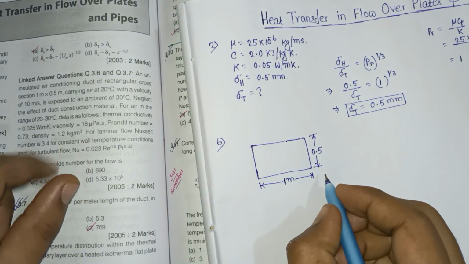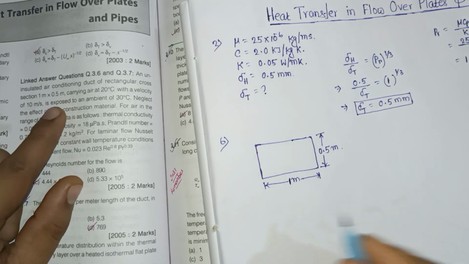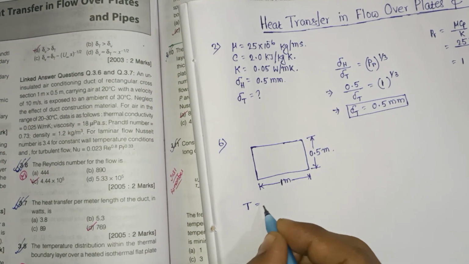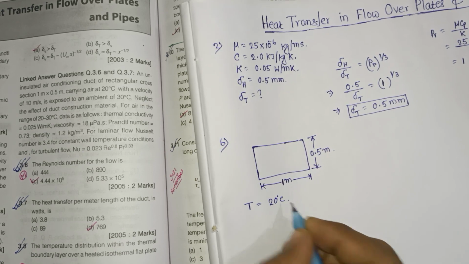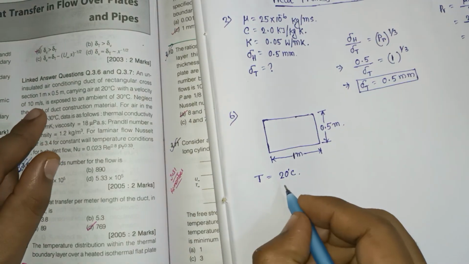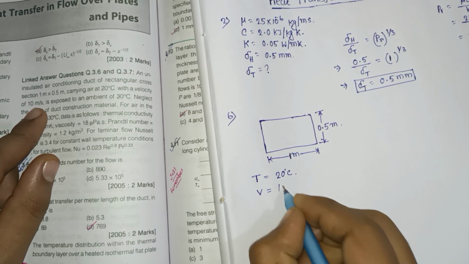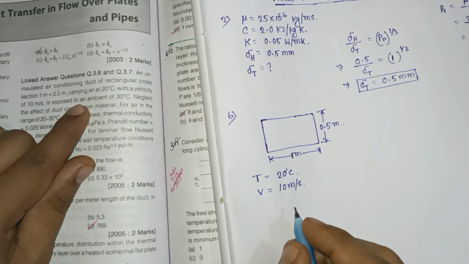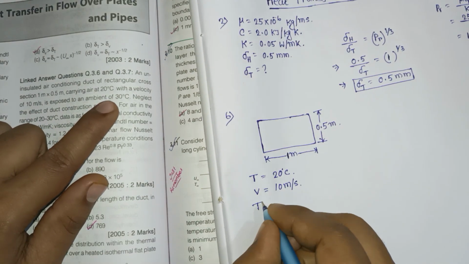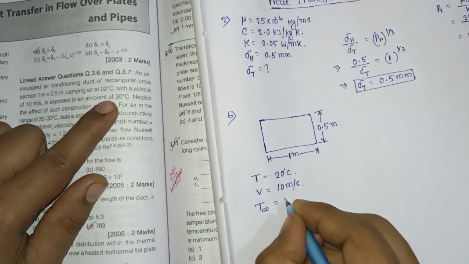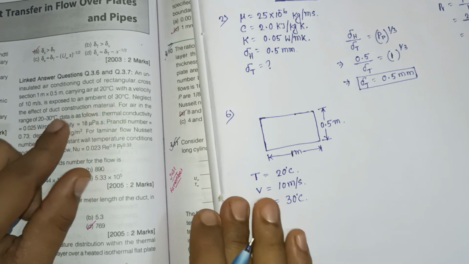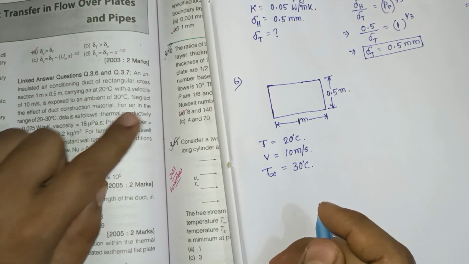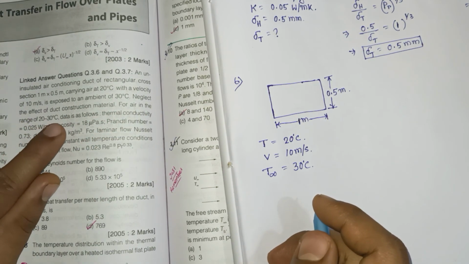0.5 meter. Carrying air. So here T, that is equal to 20 degree Celsius temperature, with a velocity given as 10 meter per second, is exposed to an ambient, so T infinity, ambient temperature, that is 30 degrees Celsius. Neglect the effect of duct construction material.